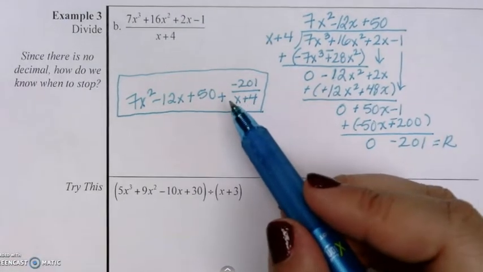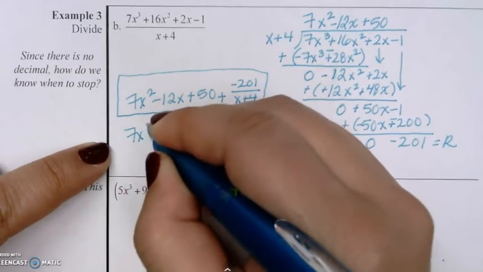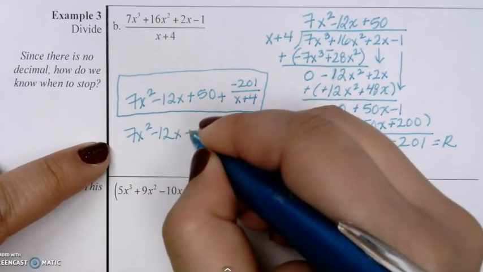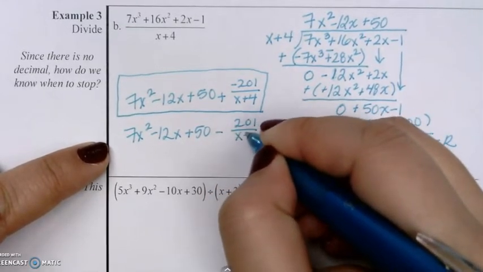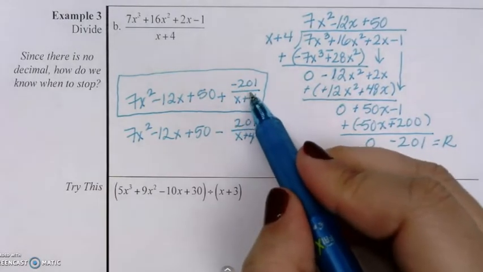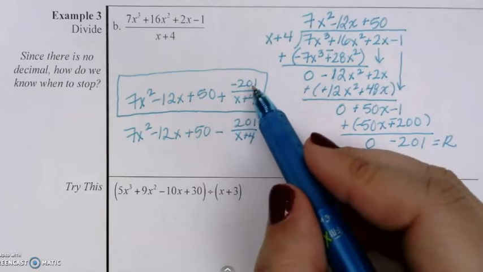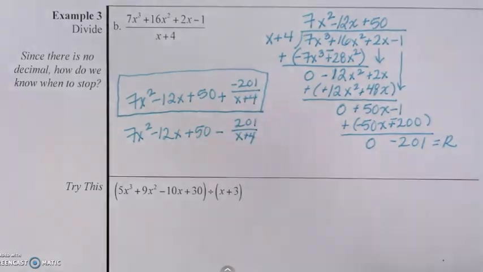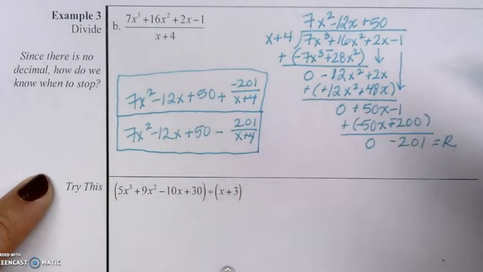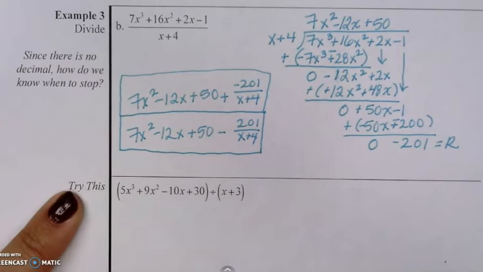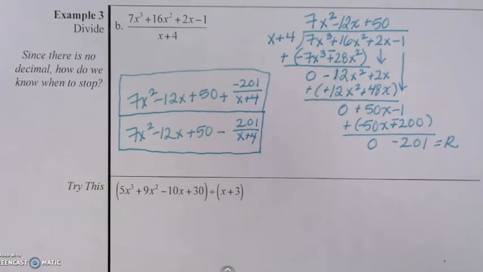Now you might say, well, plus a negative is just subtraction. So yes, you can also write this 7x squared minus 12x plus 50 minus 201 divided by x plus 4. But we have to be careful that the entire numerator is negative when we do that. So if there's multiple terms, you have to factor out the negative. So be careful when you do that. Both of these are equivalent. Okay, again, go ahead and pause the video, do the try this, and then we'll look at example 4 together.